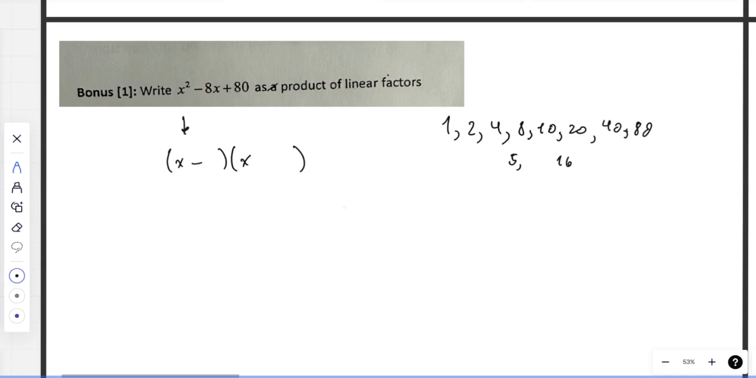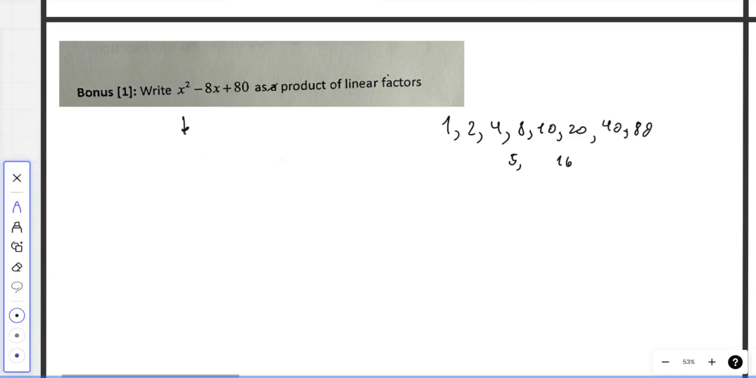Then what am I missing here? Let me try graphing it on Desmos very quickly and seeing if I can get what I need. Okay, so that's x squared minus 8x plus 80. Oh, I see. This is not going to have any real factors or real solutions. It's going to be complex. So what I could do is just apply the quadratic formula and solve it that way. I'll show you how to do that.